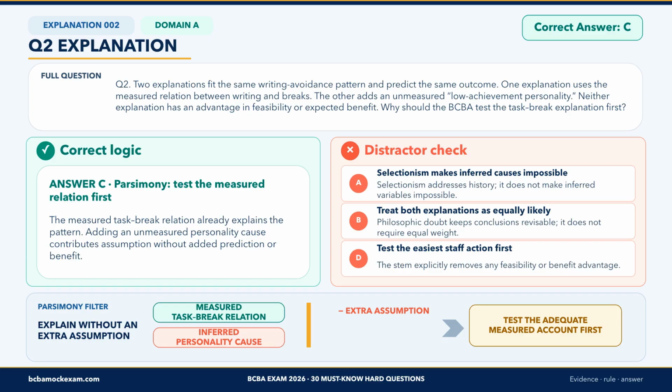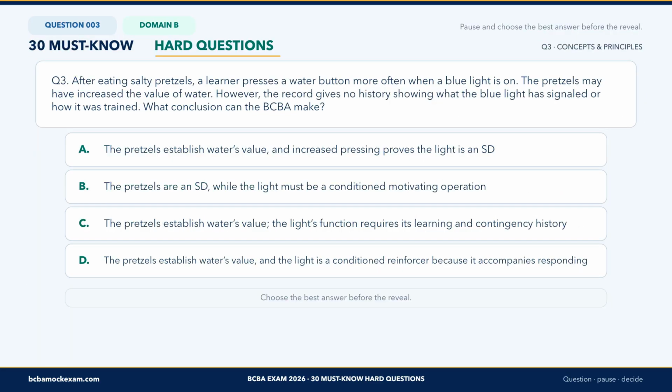Prefer a measured environmental relation that explains the behavior before adding an unmeasured inner cause. Now we move from scientific explanation to the function of antecedent events. We know the salty food changed the current value of water. We do not know the learning history of the blue light, so the question asks us to separate a supported value effect from an unsupported stimulus function claim.